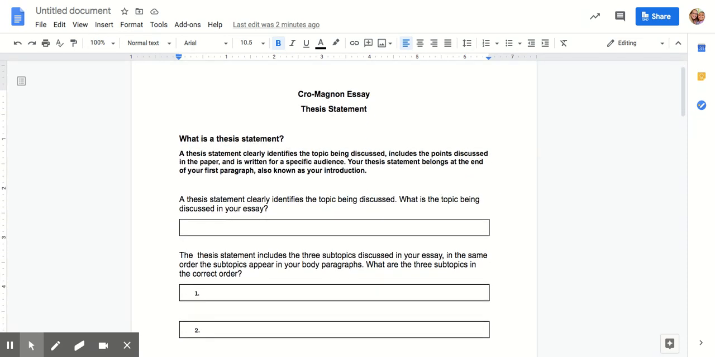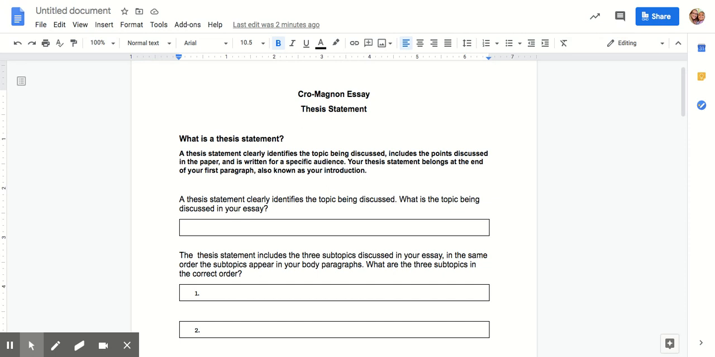So a thesis statement clearly identifies the topic being discussed. We are writing an essay on the Cro-Magnon, okay? That should give you a clue. It also includes the points discussed in the paper and is written for a specific audience. Your thesis statement belongs at the end of your first paragraph, also known as your introduction.